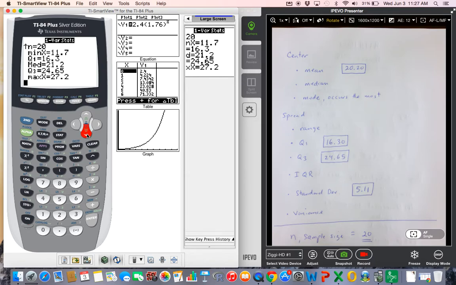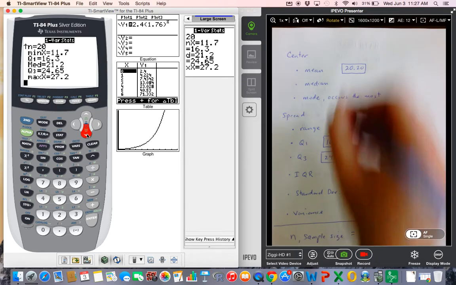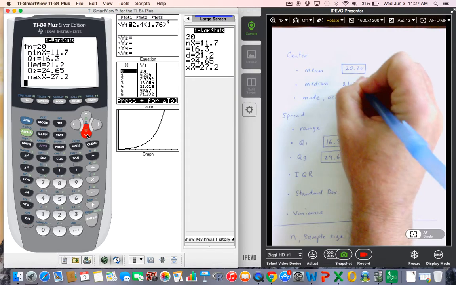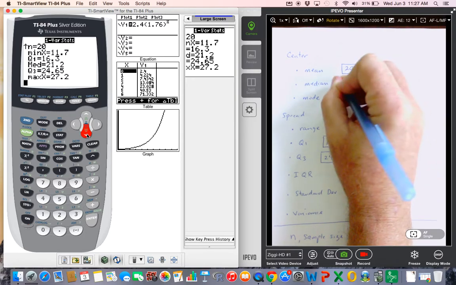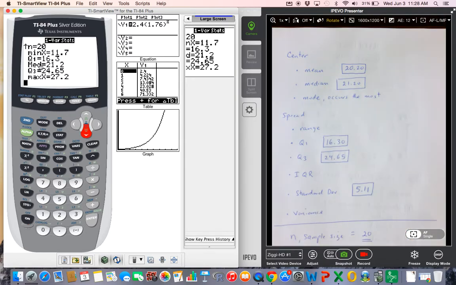Gang, something else we can get from here is the median, which is 21.20. And again, that comes from this Med. And the rest of the stuff, I'm going to have to use my calculator to find. I'll show you about the mode here in just a second, the easiest way to take care of the mode. So guys, for the range, I need to take 27.2 minus 11.7.